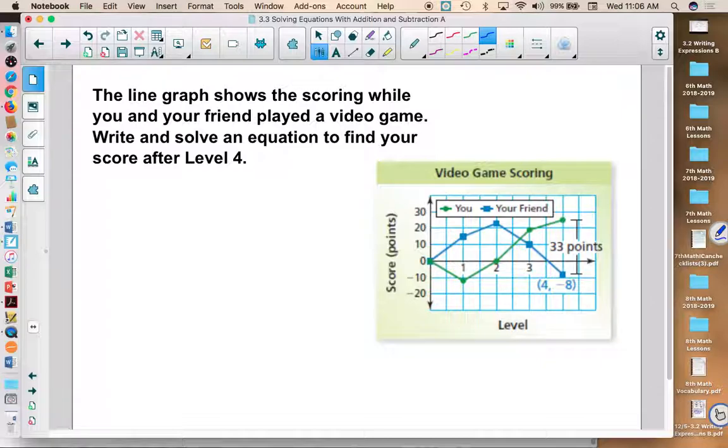Okay, we got a line graph. The line graph shows the scoring while you and your friend played a video game. You guys like video games? Right? Okay, turn it off. Write and solve an equation to find your score after level 4.